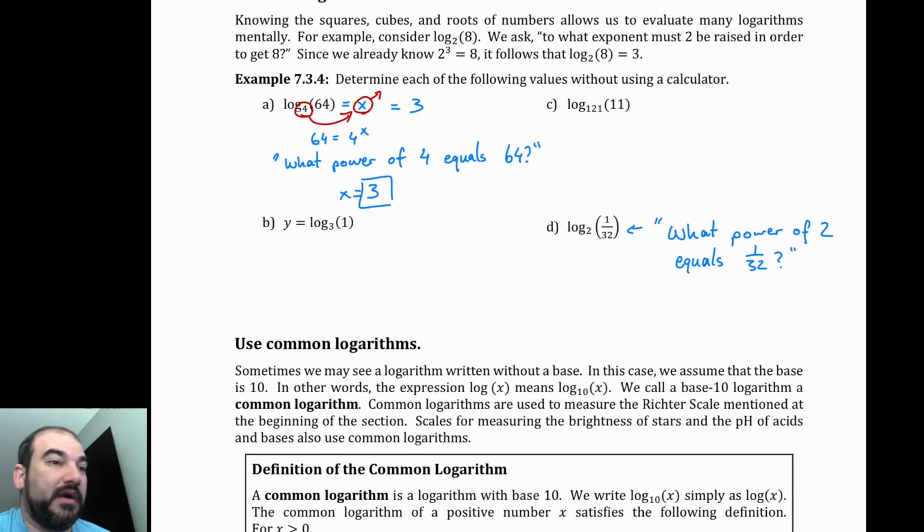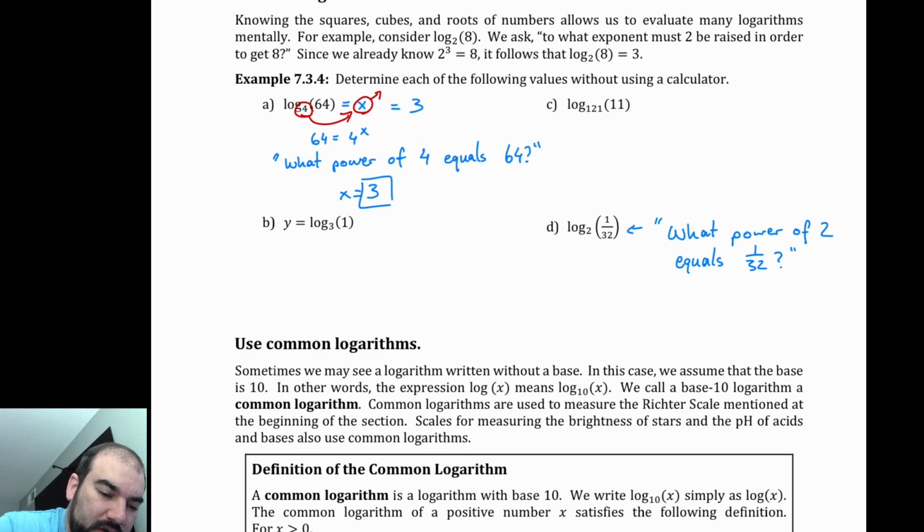Any questions so far? Yeah, for letter C, how would that work? So it would be what power of 121 equals 11?